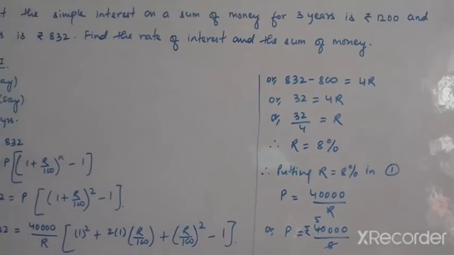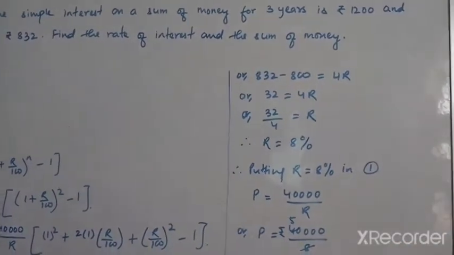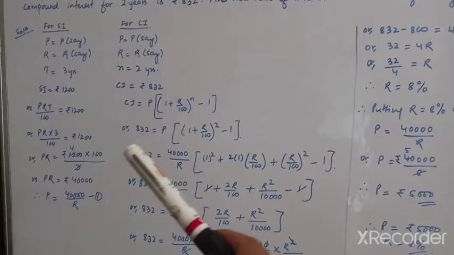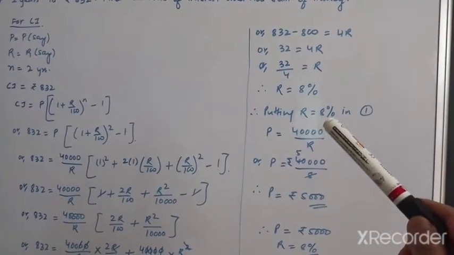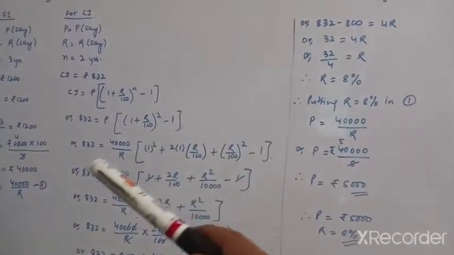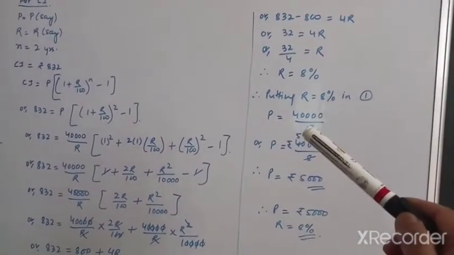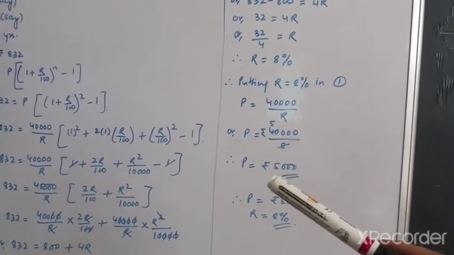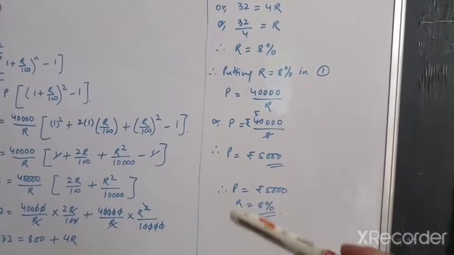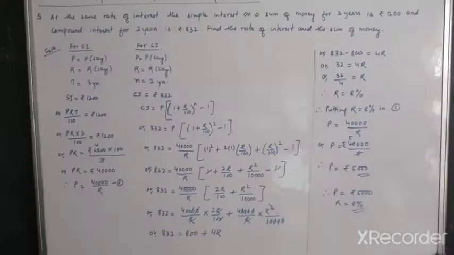Now here we got the rate. Now we need to calculate the sum of money, that is the principal. This rate we will put in equation 1. So putting R equal to 8% in equation 1, your equation 1 is P equal to 40,000 by R. Now replace the value of R, so it will go by 5 times. So you get 5,000. So principal is 5,000 and rate of interest is 8%.